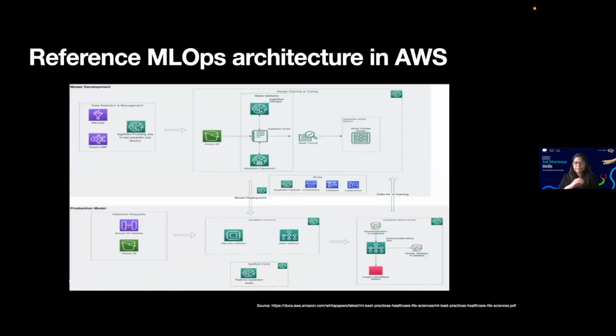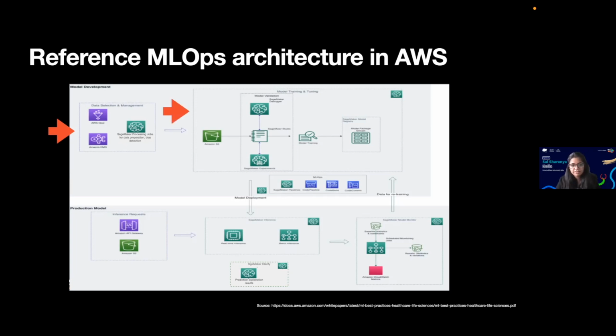Now let's dive a little bit deeper into a reference MLOps architecture using specifically AWS. As you can see on the left, which is the data selection and the management layer, AWS has certain services like Glue, EMR, and SageMaker processing jobs that help you create data pipelines and run your Python, Spark, Scala jobs to prepare your data sets.